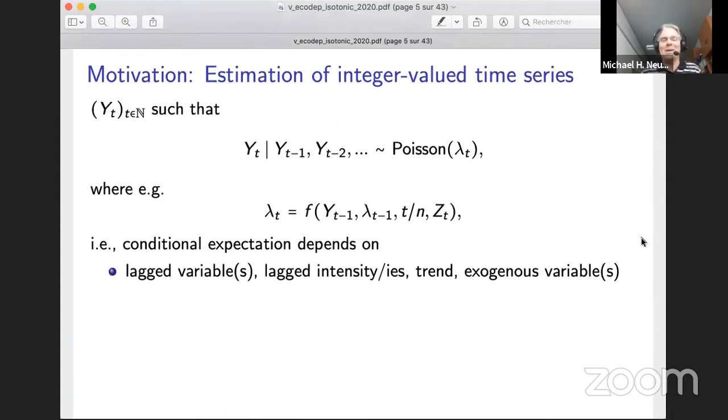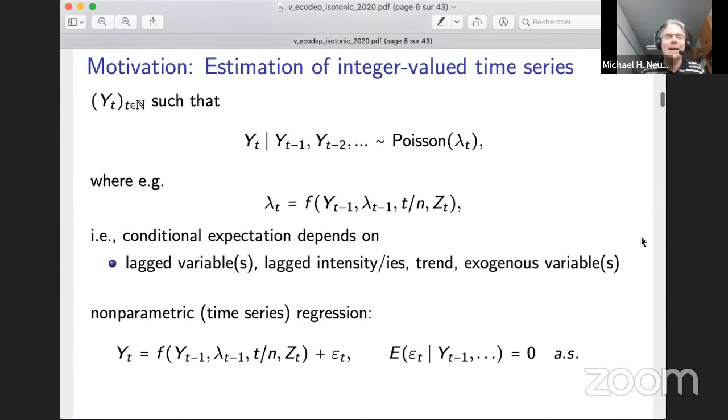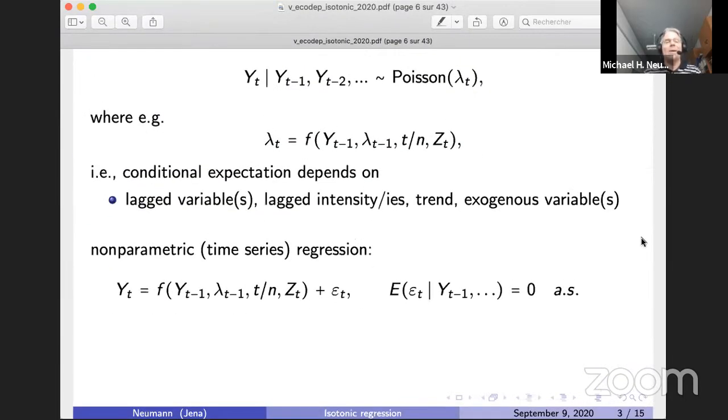Okay, this is what I have already said. We can rewrite this model in the form of a non-parametric time series regression model. And what is important here is that the conditional expectation of this error given the complete past is 0 almost surely.